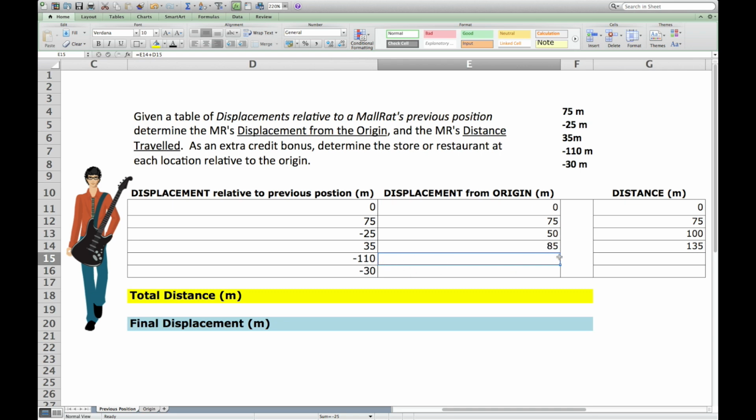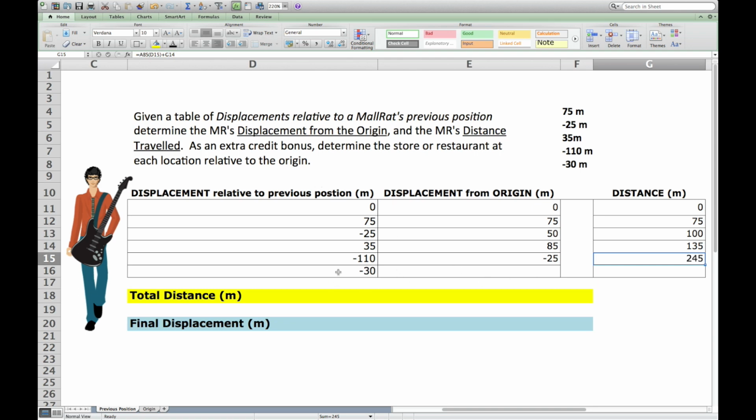Now we're traveling a whole 110 meters in the negative direction, okay? Which means we'll actually go past the origin into the negative territory. So let's see where we end up. Negative 25 meters, okay? What's the distance? It's 135 plus this 110 for the total journey so far, which is 245 meters.